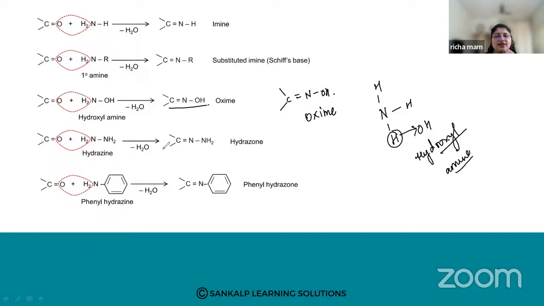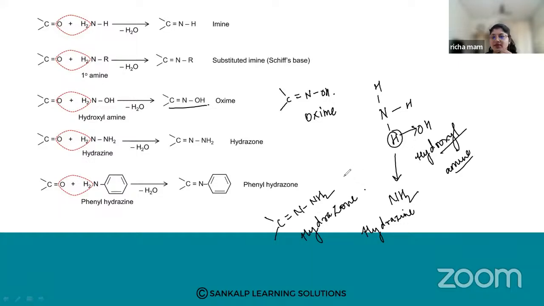Then next, when one of the hydrogens is replaced by NH2, it results in hydrazine. So what do you get? The obtained product is C double bond N NH2. So this is called hydrazone. Okay, so please remember this.